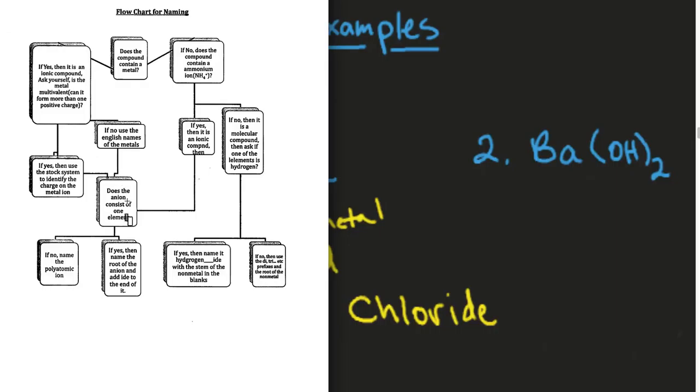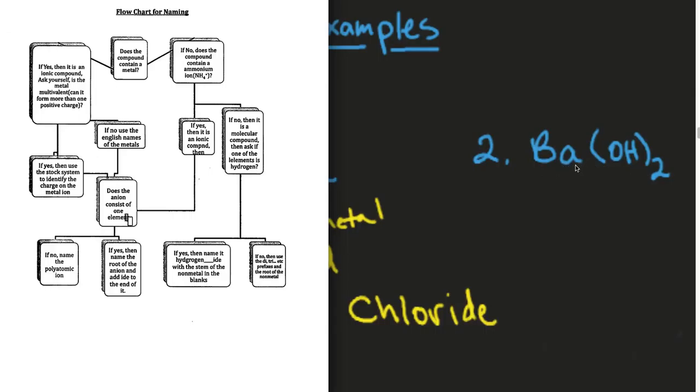After that, we need to ask ourselves about the anion. Is it one element? If it's yes, then we just use the root of the anion and add "ide," just like we did with the chloride. If no, then we just name the polyatomic ion. All right? So let's look at this next one over here, the barium hydroxide, and use the flow chart.